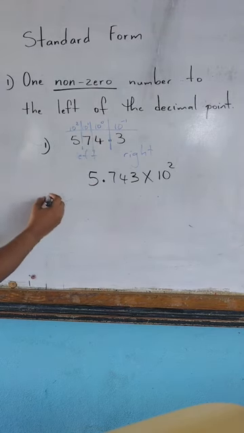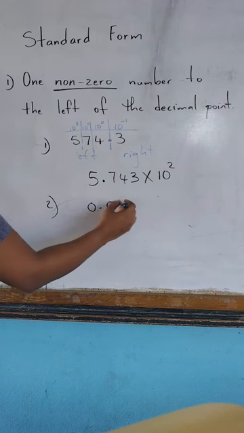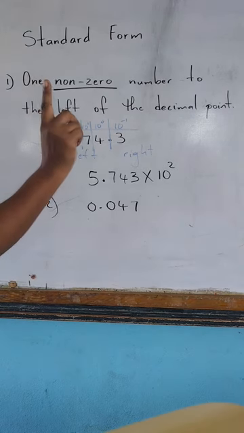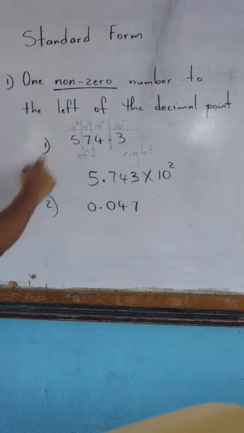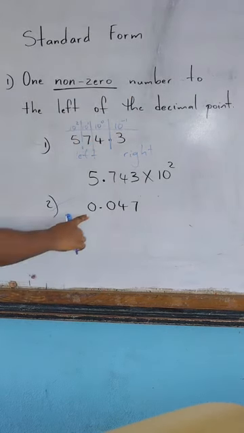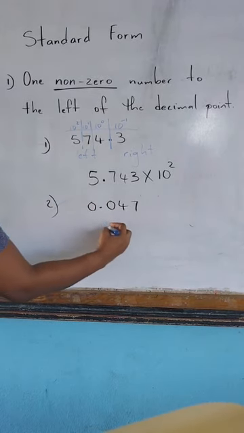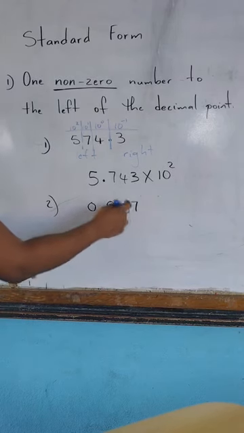Alright, let's check another one out. What if I gave you the number 0.047, and I say write that number in standard form? So we go back to the rule. The rule says I should have one non-zero number to the left of the point. This is 0. This is 0. That is 4. It means that the 4 needs to be the number in front of the point. So it's 4 point what? What comes after the 4?